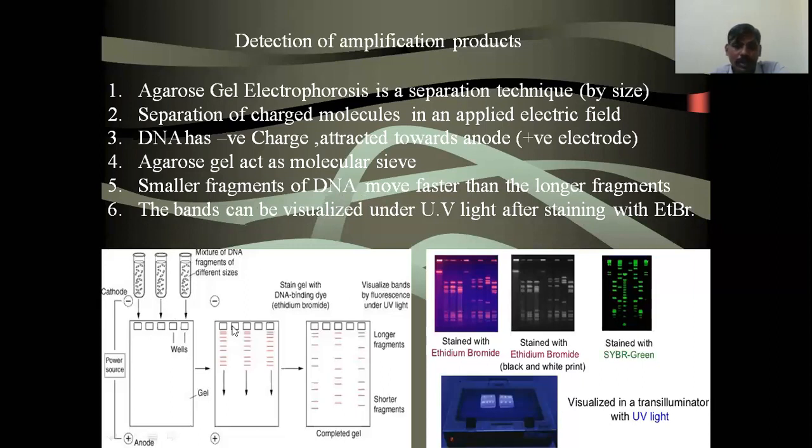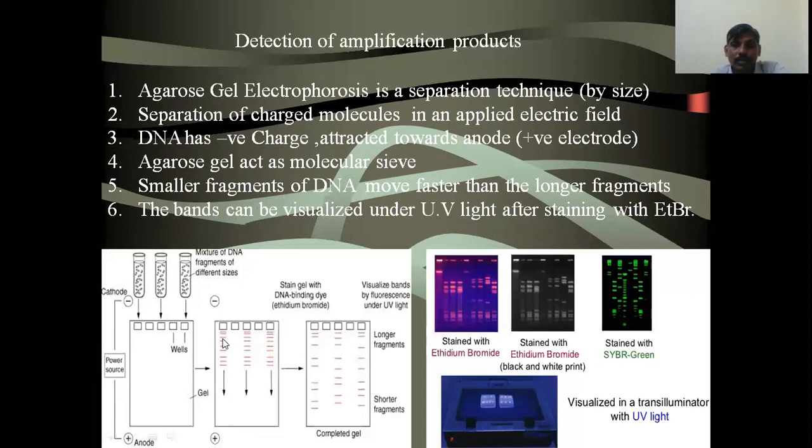This is the gel electrophoresis. These are the wells, holding a mixture of DNA fragments of different sizes. In the PCR, we are getting a uniform size of DNA molecules. This is the power source, anode and cathode. Generally, the DNA mixture is placed in the wells of the electrophoresis apparatus. These DNA fragments move towards the anode, the positive electrode, because DNA has a negative charge.